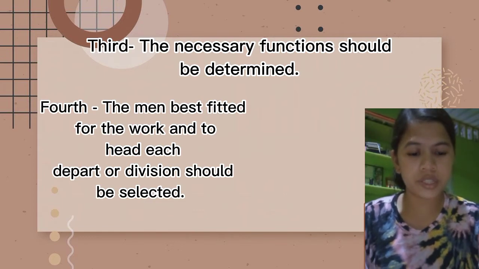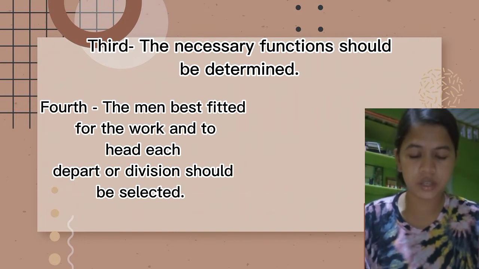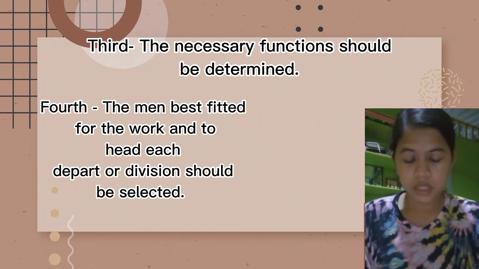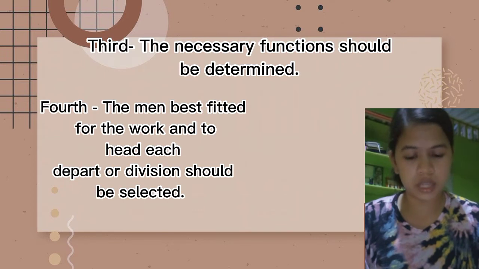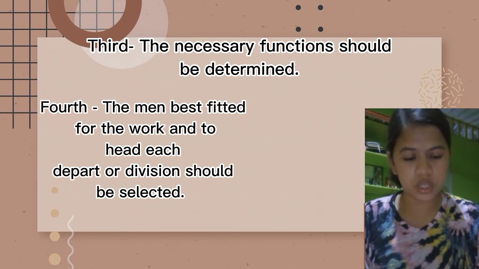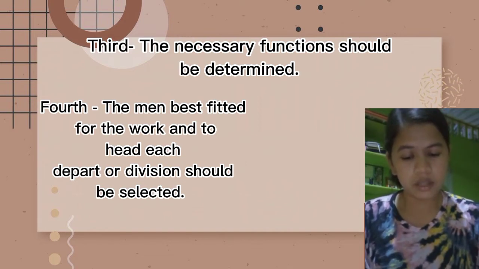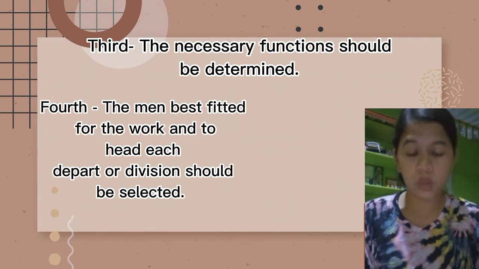Organization building requires the organizer to ascertain those functions which are considered most important and which will require the most attention. Number 4, the man best fitted for the work and to head each department or division should be selected. Picking the people to man the managerial positions in our organization is a major job. The success of any enterprise will depend largely on the ability and skills of the executive who will run it.